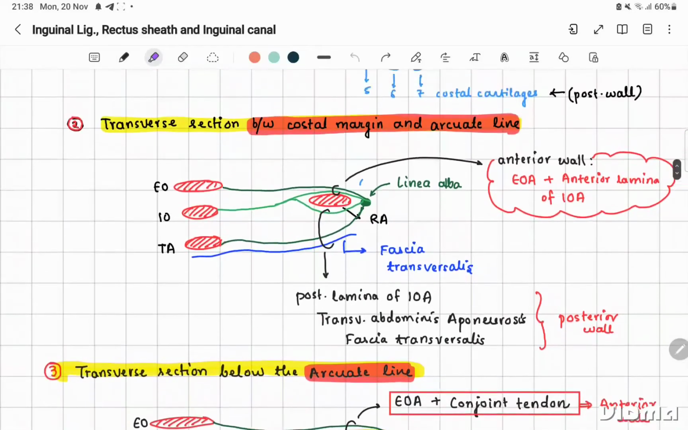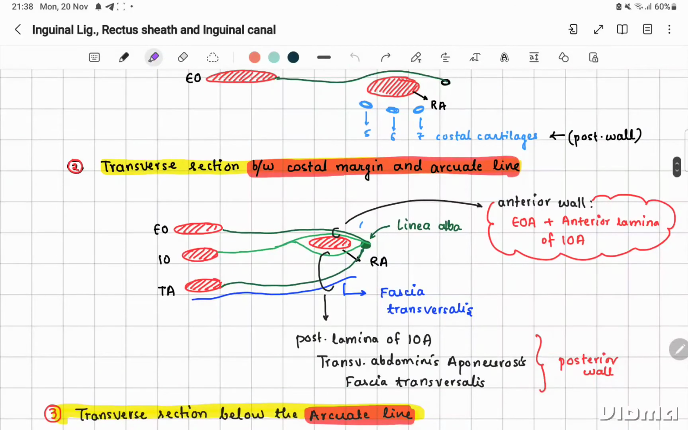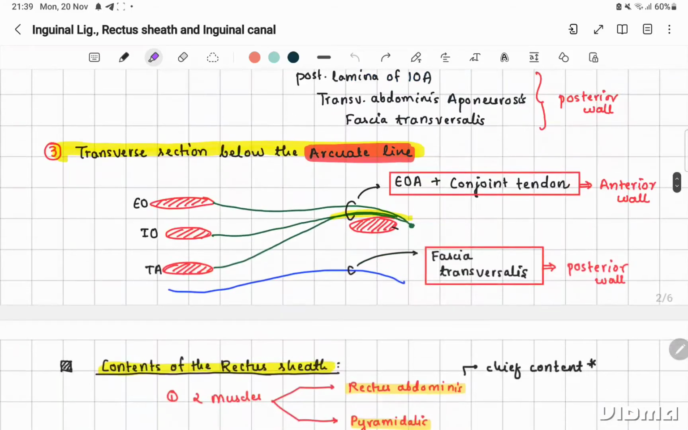So the transverse abdominis aponeurosis, the fascia transversalis, and the posterior lamina of the internal oblique aponeurosis, these three, are forming the posterior wall. And for the anterior wall you have the external oblique aponeurosis, EOA, and the anterior lamina of the internal oblique aponeurosis.